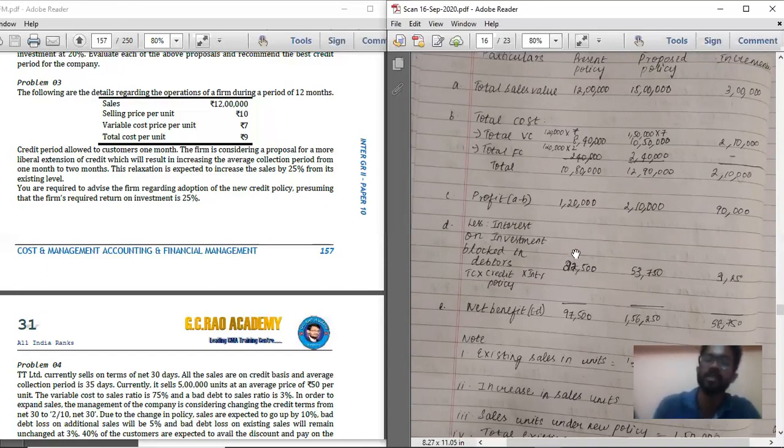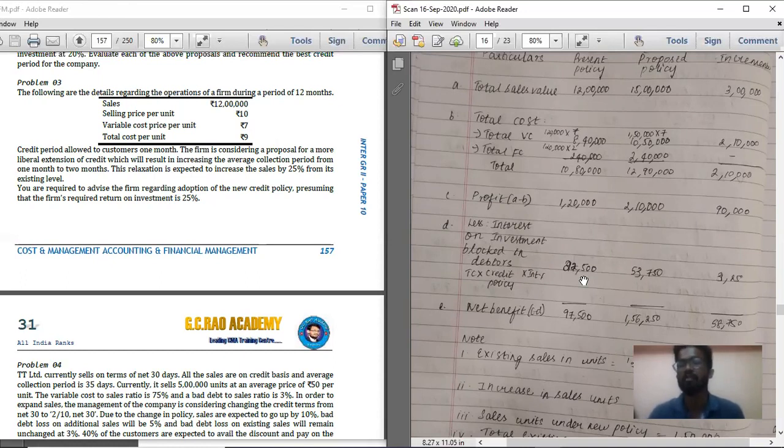So in respect of present policy, small d, record 22,500. Below that, within bracket, 10 lakh 80,000 into 1 divided by 12 into 25% and close the bracket. So 22,500, that is the interest on investment blocked in debtors under present policy. And for proposed policy, just calculate it. Within bracket, take 12 lakh 90,000 into, we are giving 2 months credit period, so 2 divided by 12 into 25%.